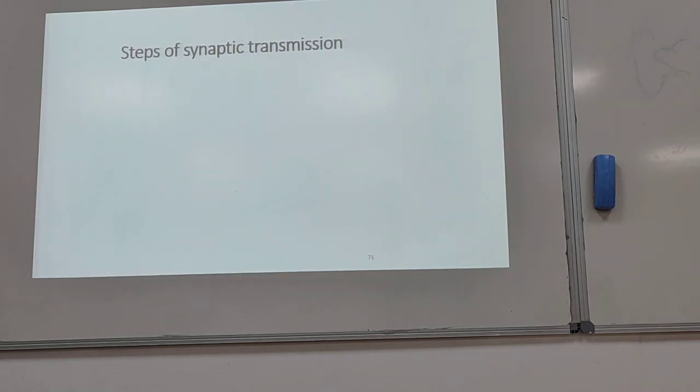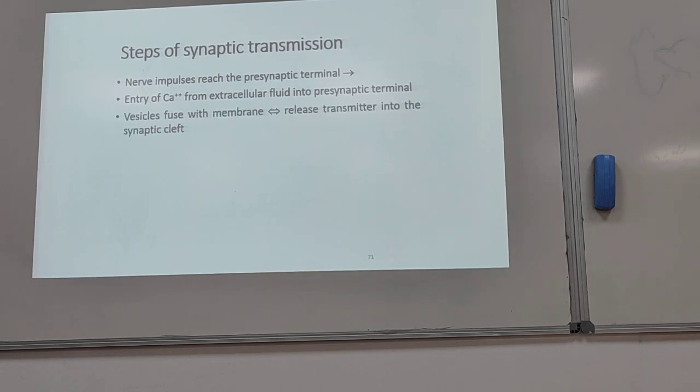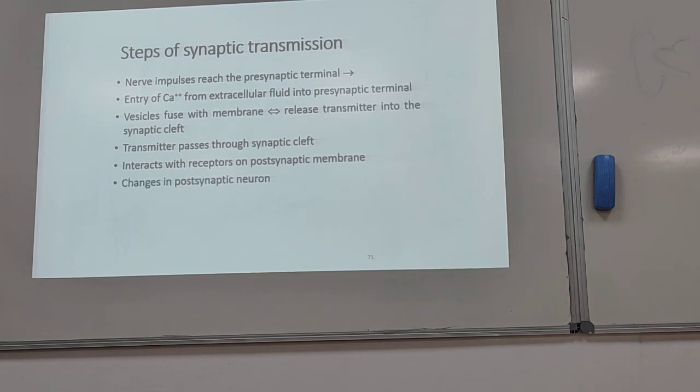So we start once again. What are the steps of synaptic transmission? This is now the third time that I am discussing it with you. So the action potential reaches the presynaptic neuron. The calcium enters the presynaptic neuron. The neurotransmitter is released into the synaptic cleft. The neurotransmitter passes through the synaptic cleft, it binds with the receptor, and what happens next? There is a change in the postsynaptic neuron. Why is there a change in the postsynaptic neuron? Because there is entry of sodium.